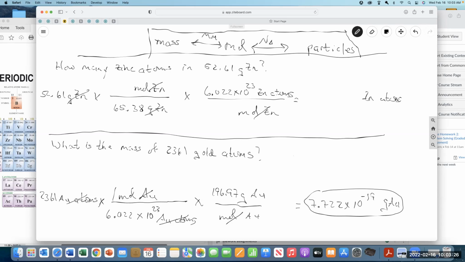52.61 divided by 65.38 times Avogadro's number. So that's going to be 4 significant figures, 4.846 zinc atoms. All right. So this problem showed if I want to go from mass to particles, I still have to go through moles. So I wanted to make sure we took some time.